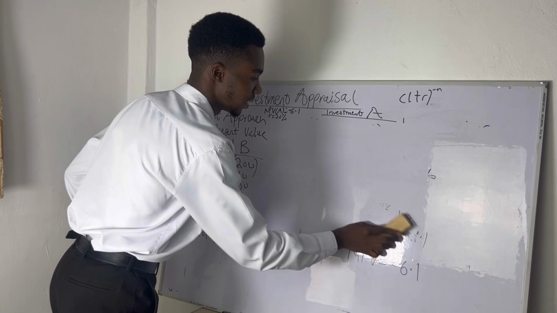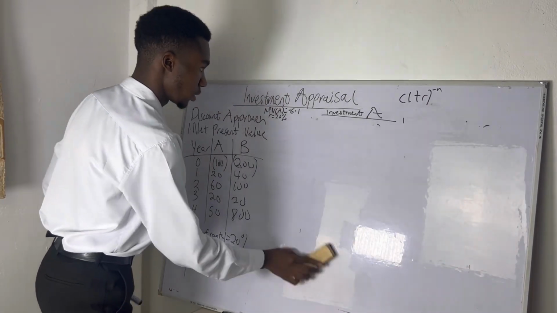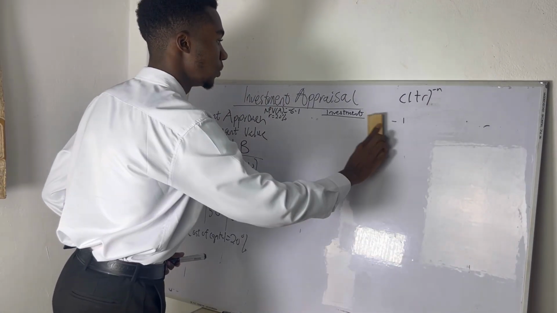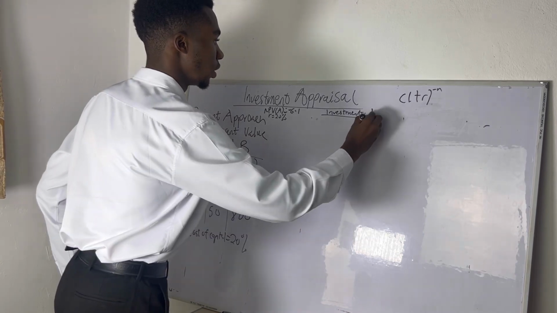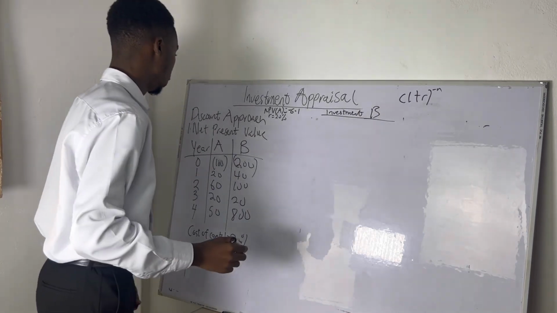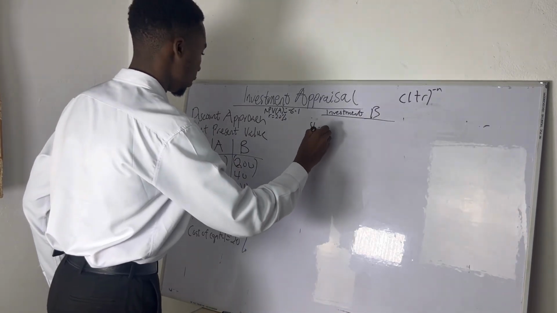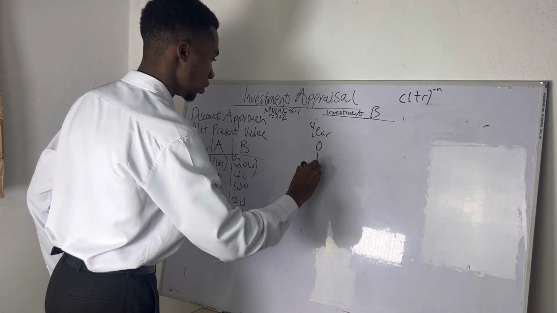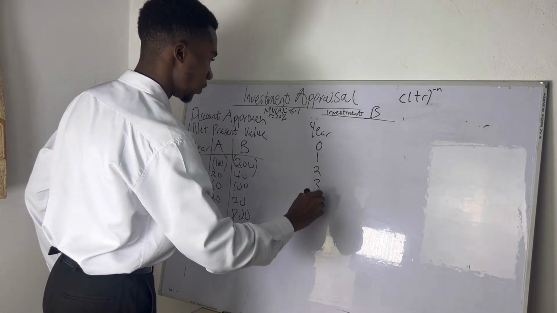I shouldn't have cleaned the number of years. Okay, use this. So for investment B, we're just going to do the same thing. So it's going to be the year 0, 1, 2, 3, 4.